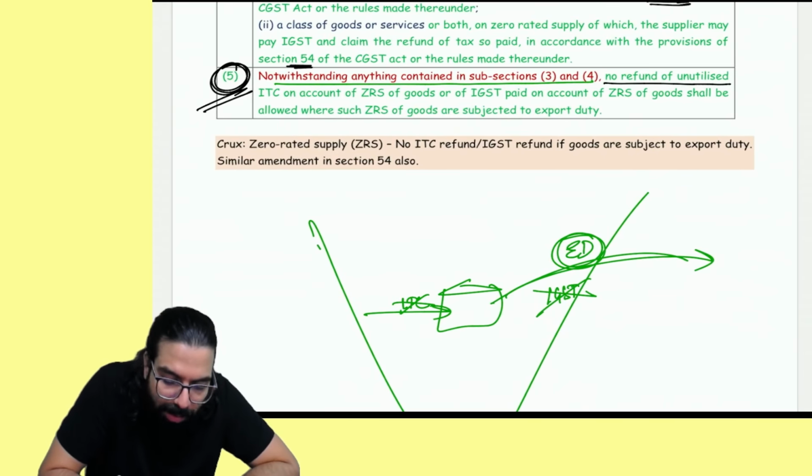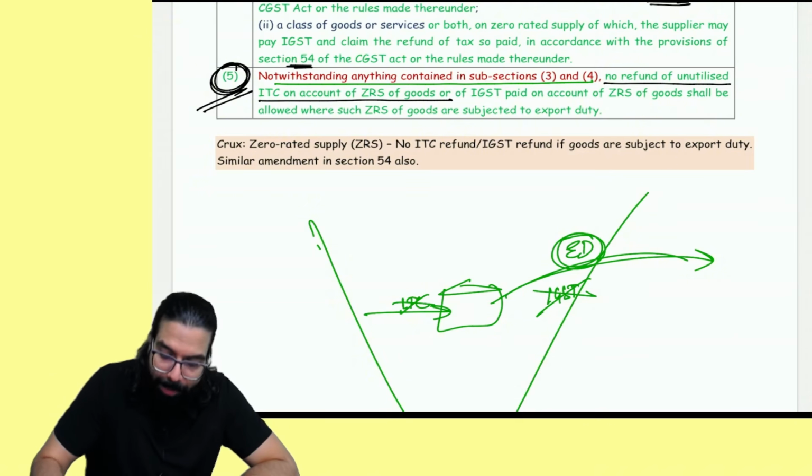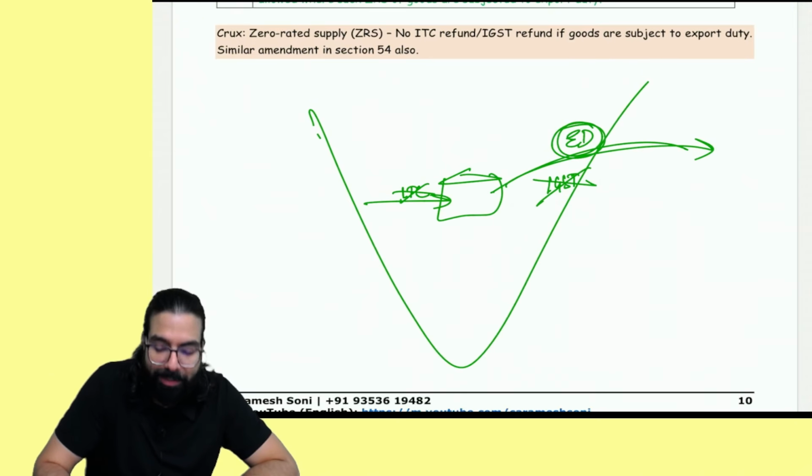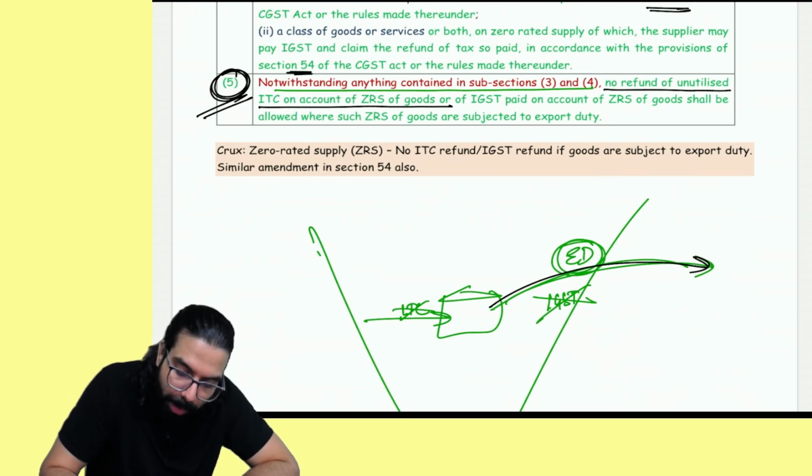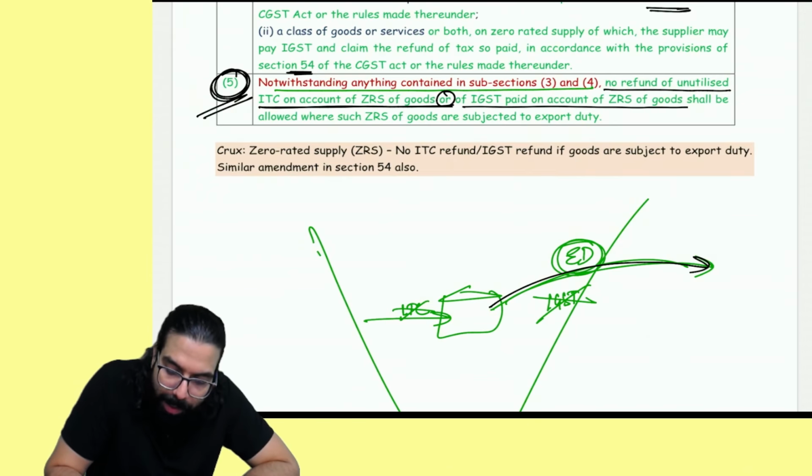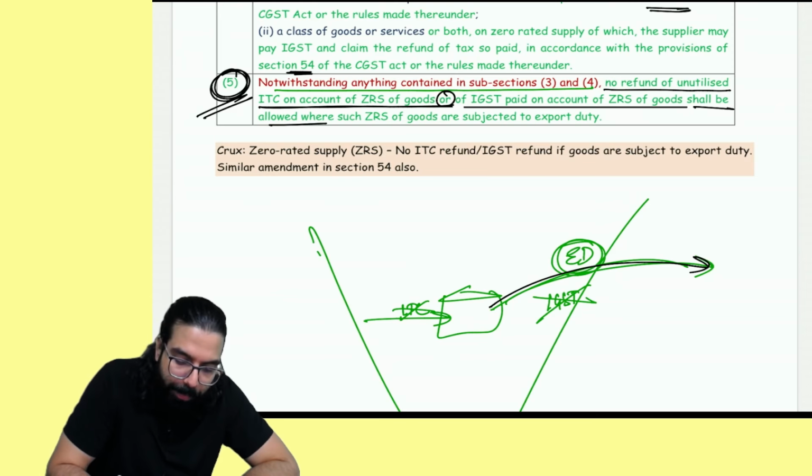No refund of unutilized ITC on account of zero rated supply. Means when you have supplied to an SEZ or you have exported, no refund of ITC or of the IGST paid on account of zero rated supply shall be allowed where such zero rated supply of goods is subject to export duty.